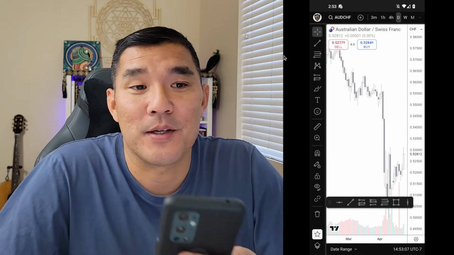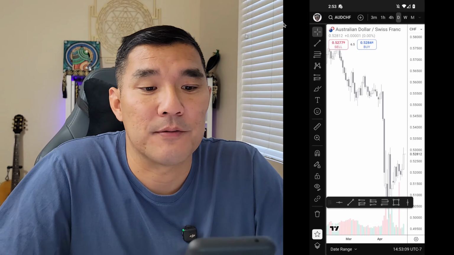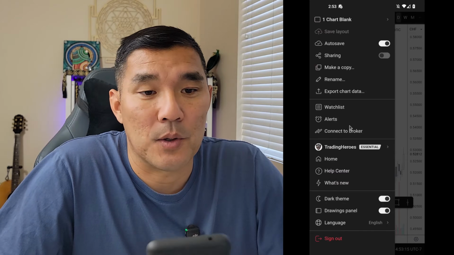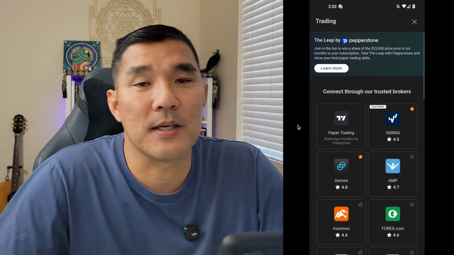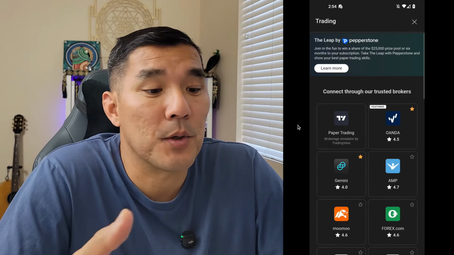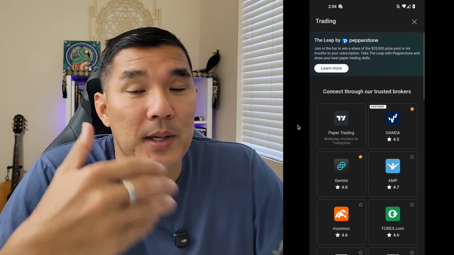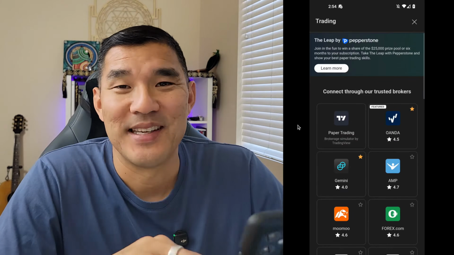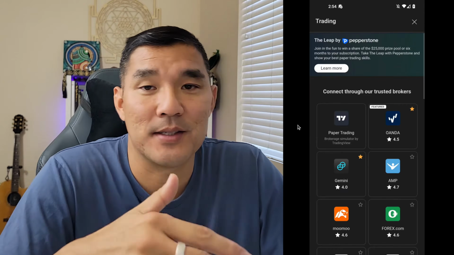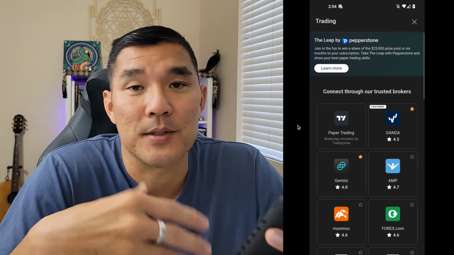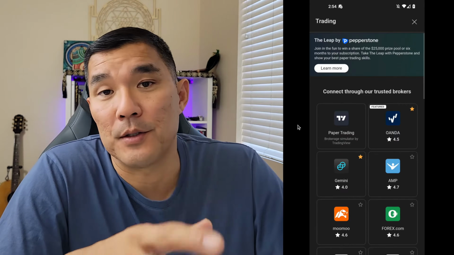Now from here, you're going to tap on the icon in the upper left corner, and then tap on Connect to Broker in the middle. And that's going to give you a bunch of broker options. And these are the brokers that you can trade directly through TradingView with. So if you already have a broker, check to see that they're listed here. If not, these are the brokers that you can sign up with depending on the market you trade.